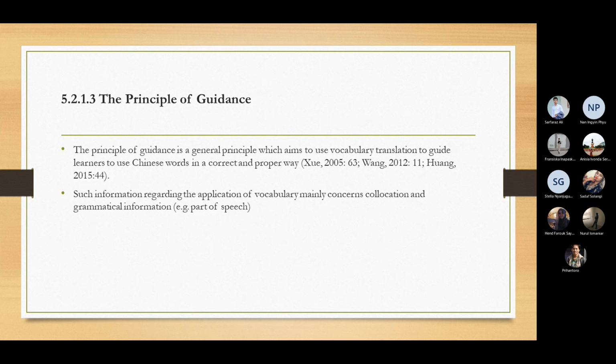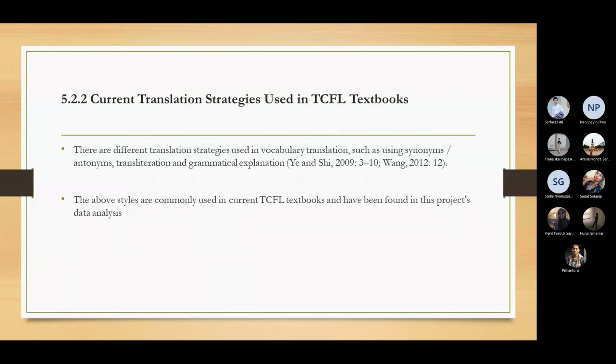This is mentioned by Zhu, Bing and Han, scholars. And the last point is that the information regarding the application of vocabulary mainly concerns collocation and grammar related to the parts of speech and examples.